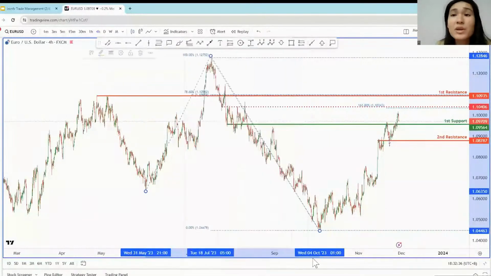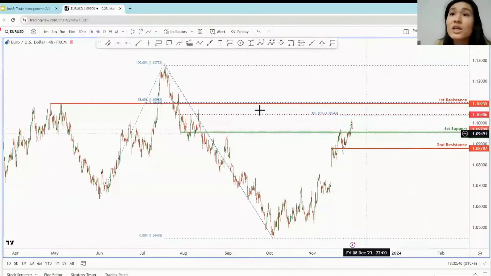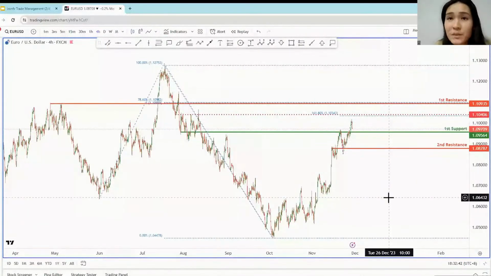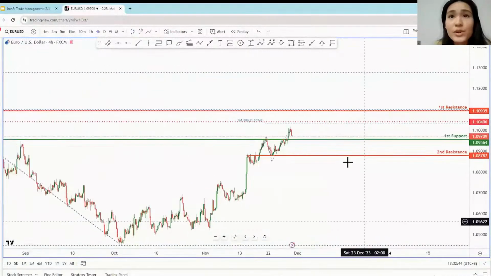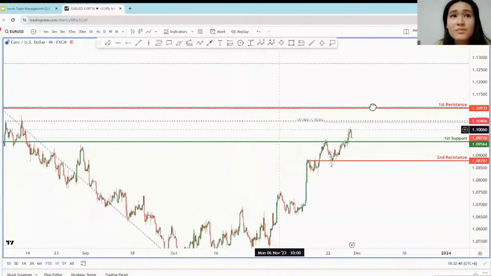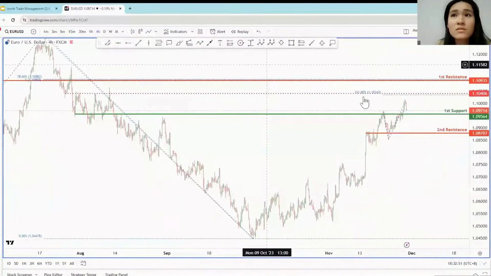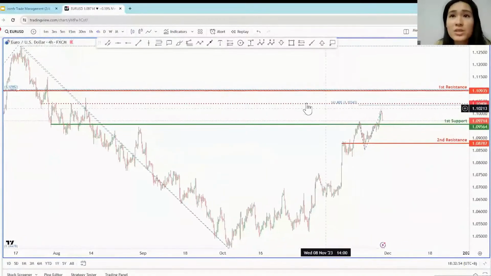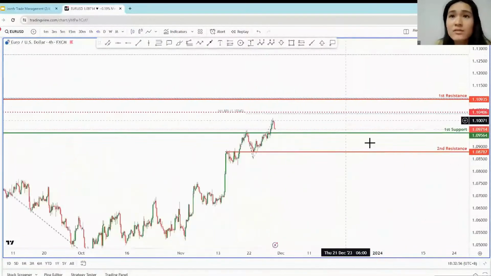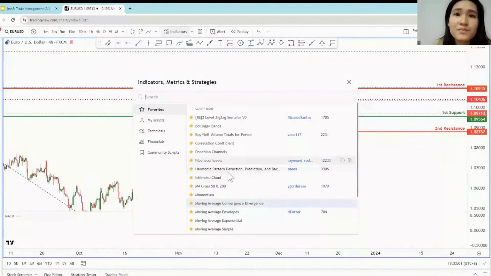Okay, my 100% lines up, even though the 78.6 did line up earlier as you saw, but price already broke it. So we're going in with a buy towards our level over here, towards the 161.8. Now let's take a look at some indicators.